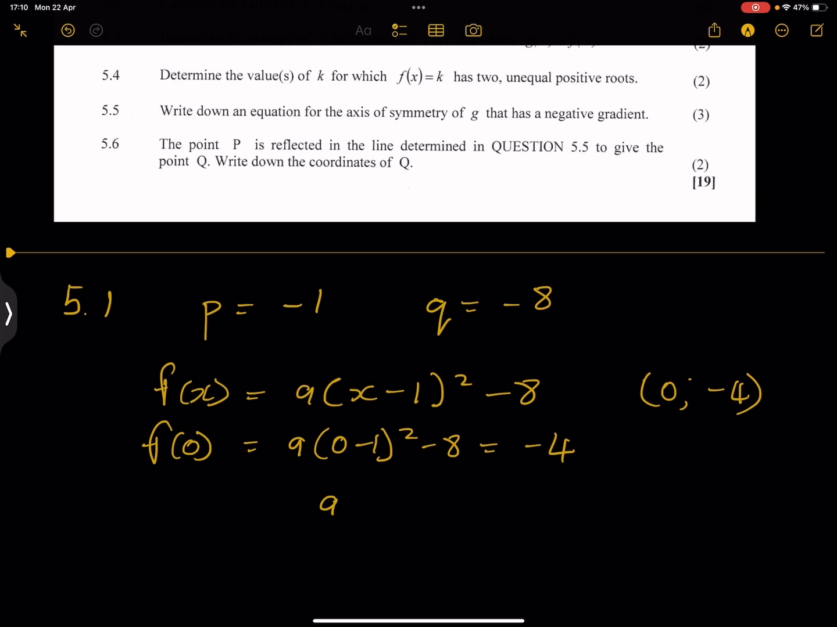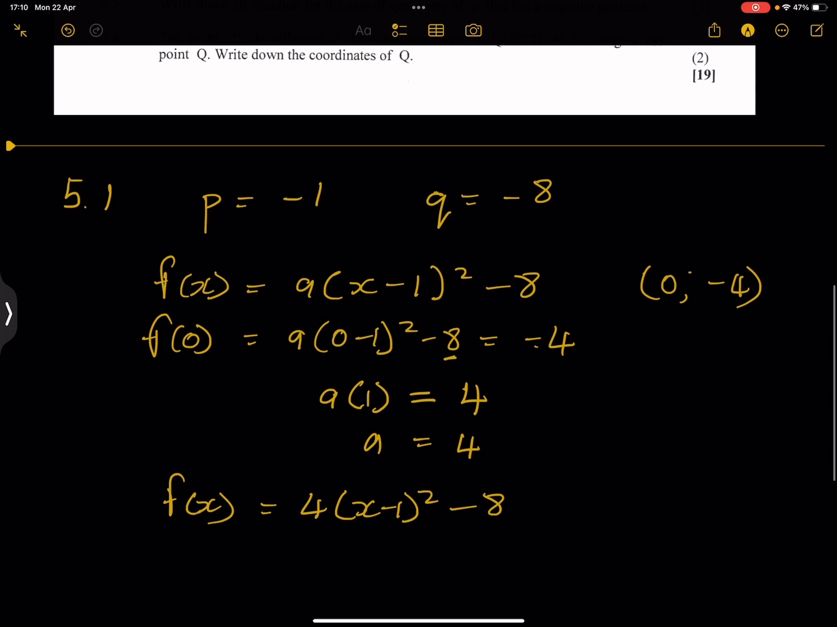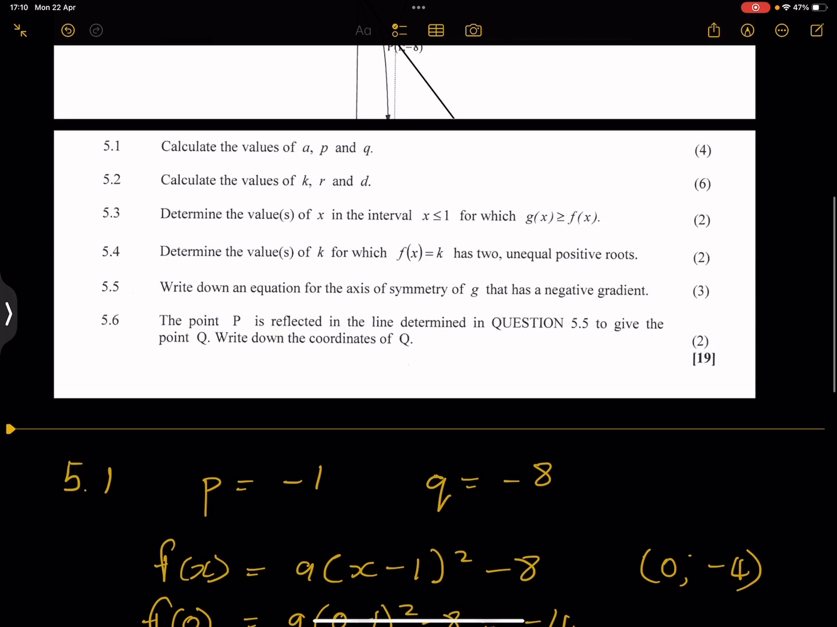So this would be a times -1 squared, which is 1, right? If I take the -8 to the other side, what does this become? -4 plus 8, and that should become +4, right? So in this case, a is equal to 4. Which means that our equation of the parabola would be 4 into x minus 1 squared minus 8. Okay, and that is how the cookie crumbles there.